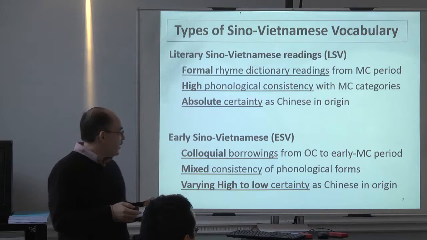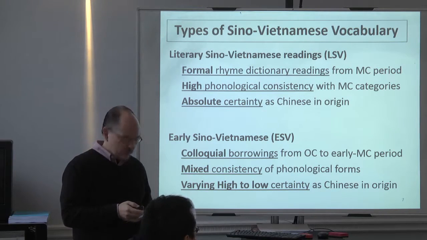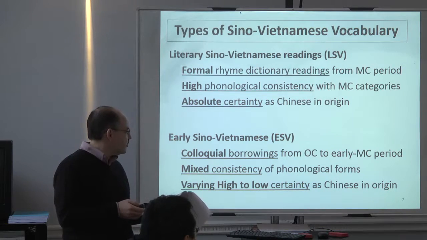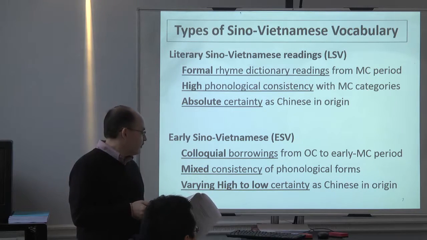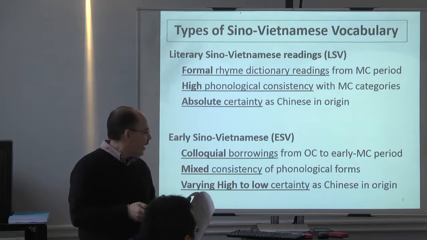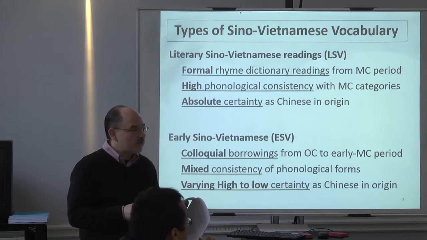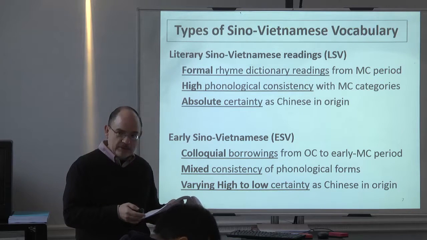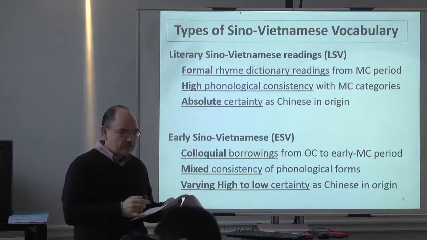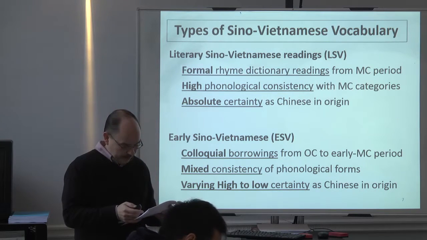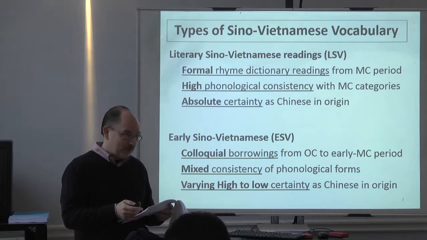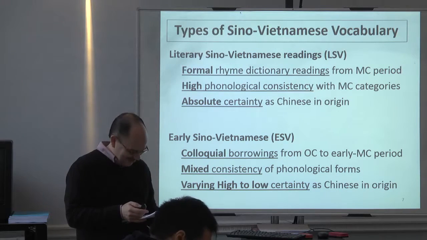Early Sino-Vietnamese, ESV, rather than OSV; for a while I used OSV. We focus on that. This is largely from spoken transmission. We expect some mixed consistency in the phonological forms, as I provided an example of at the beginning. And a degree of high to low certainty, and just sometimes you can't know, really. And I keep them in the list and just label them low certainty, medium certainty, high certainty. It's very rare that I label an Old Chinese form complete certainty, even though in my mind I'm certain.